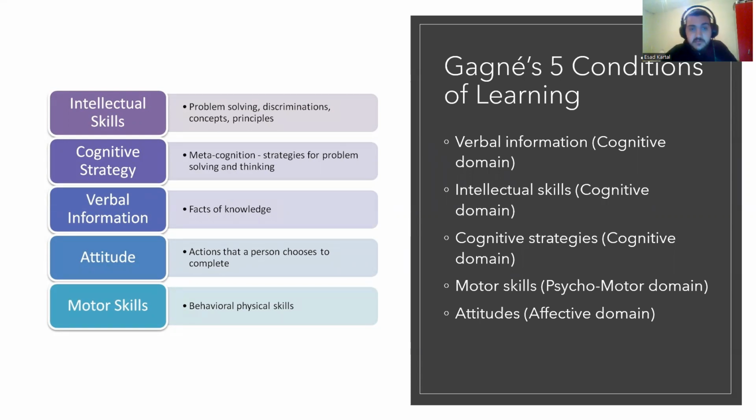What is intellectual skills? They are problem solving, discriminations, concepts, principles, etc. Cognitive strategies are metacognition, strategies for problem solving and thinking. Verbal information is fact of knowledge. Attitude, actions that a person chooses to complete. Motor skills are behavioral, physical skills.